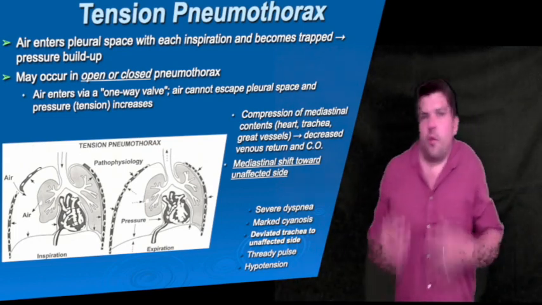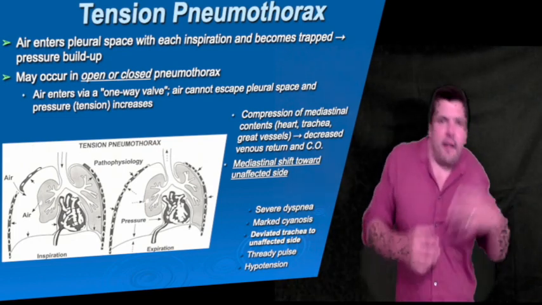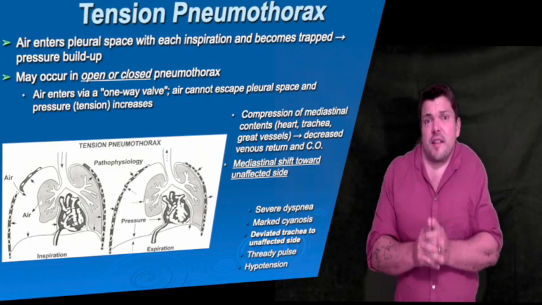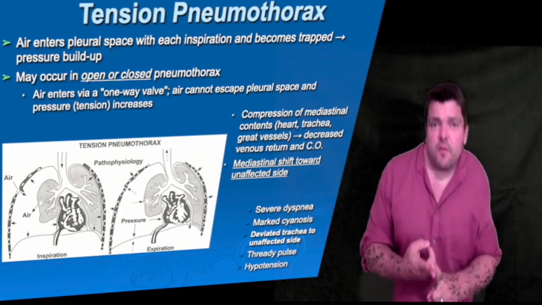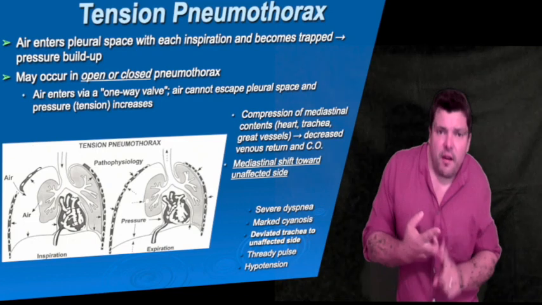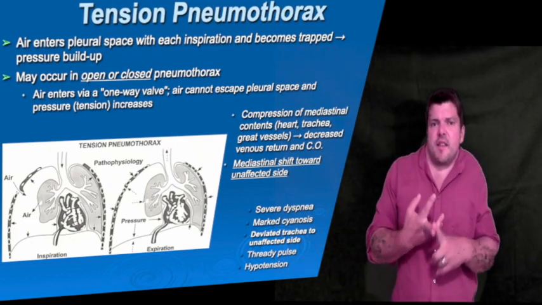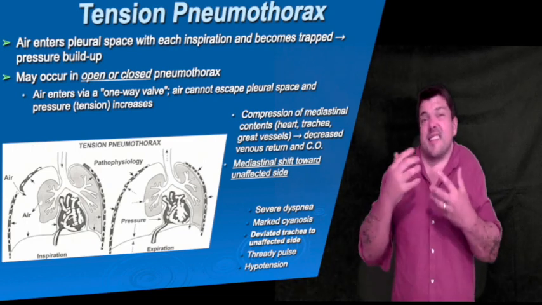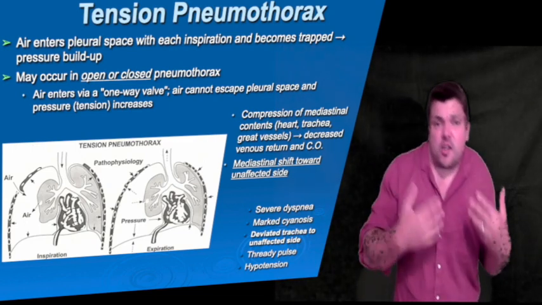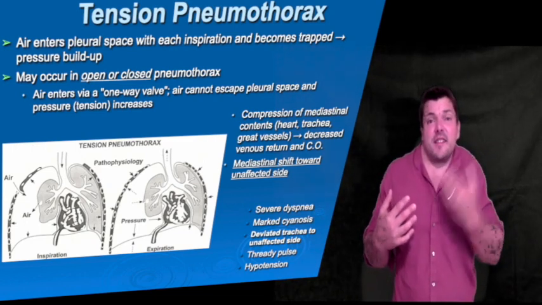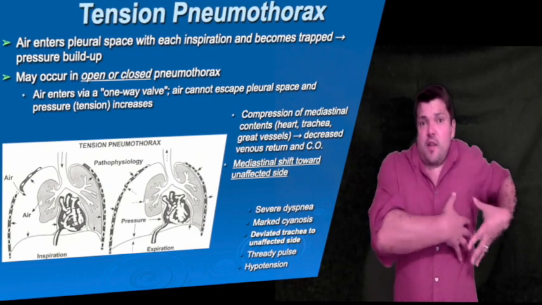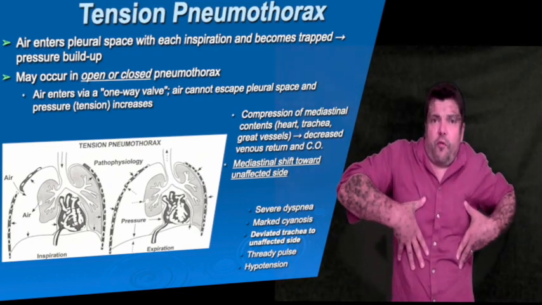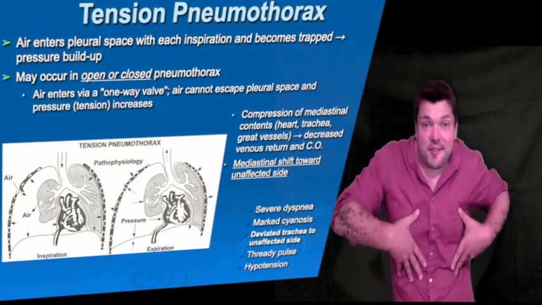Those of you that are going to work in ER and acute care and intensive areas will learn to identify these clinically by their sudden, severe onset, the severity of the dyspnea and the symptoms and the cyanosis, and some of the other clinical signs, such as tracheal deviation to the unaffected side, as air in the chest wall starts to push everything over to the unaffected side.